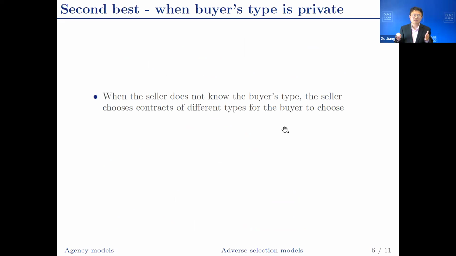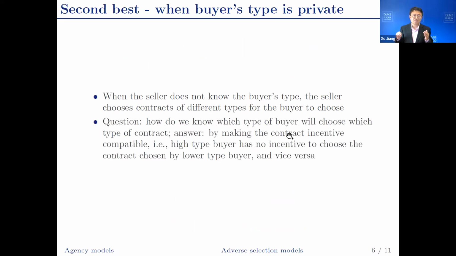Now let's look at the case when the buyer's type is private, which means the seller does not know about the buyer's type. In this case, the seller is going to offer contracts of different types, and the buyer can choose from those contracts. Now the question is, how do we know how different types of buyers are going to choose what type of contract? Well, the answer is we just want to make sure when we design a contract, the contract has to be incentive compatible. Incentive compatible means that high type has no incentive to choose the contract offered and will be chosen by the low type and vice versa.